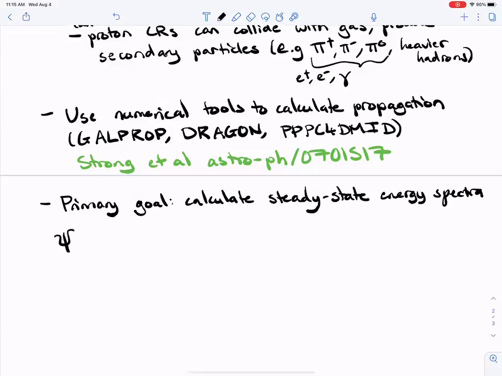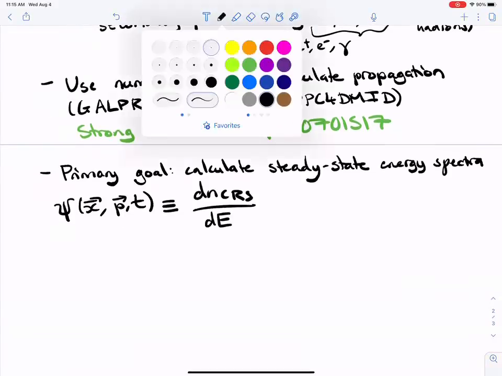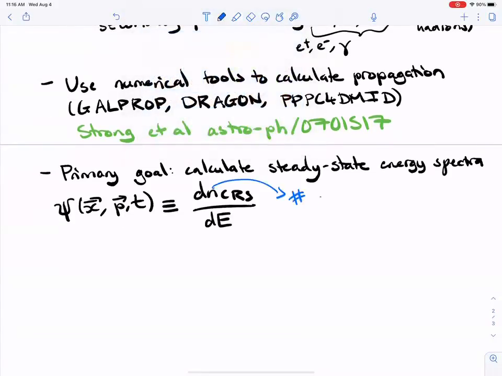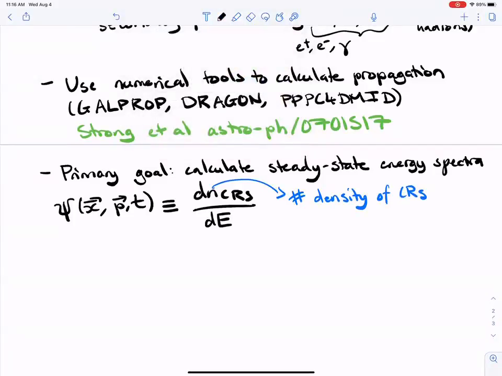So I'm going to define a quantity that I call psi, which is a function of the position, the momentum of the cosmic rays, and of time. This is going to be a cosmic ray density as a function of position. This is just going to be the differential number density of a particular species of cosmic rays with respect to energy. So I want to know the steady state value of this function throughout the galaxy, ideally.